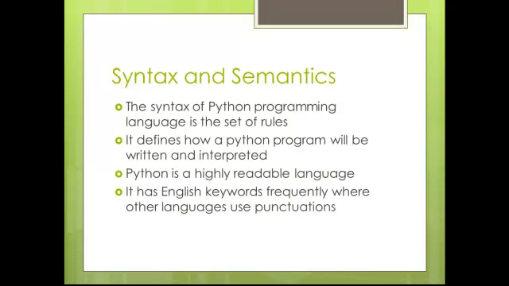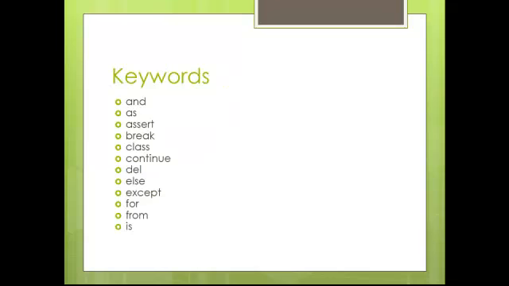And now we are going to learn about the syntax and semantics of Python. Syntax is a set of rules that define how to write for an interpreter. It has English keywords as it is a highly readable language. These are some main keywords of the language: and, as, assert, break, class, continue, delete, else, except, for, from, is.